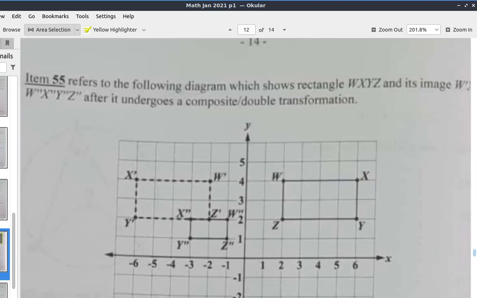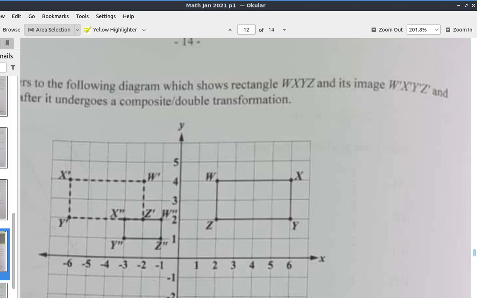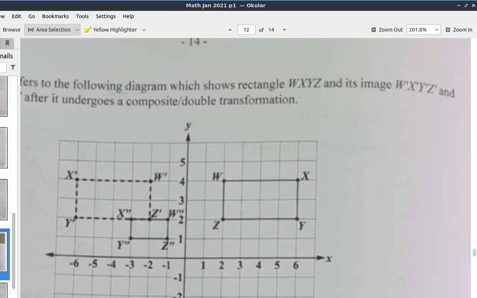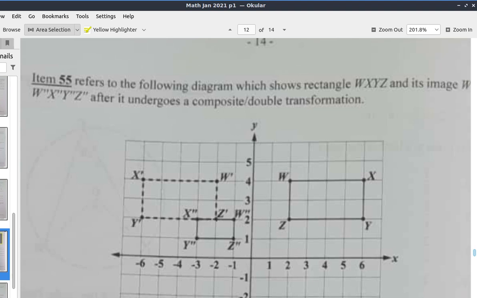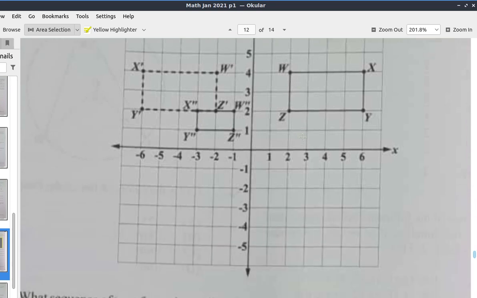Item 55 refers to the following diagram, which shows rectangle WXYZ, so that's WXYZ here, and its image W prime X prime Y prime Z prime, and W double prime X double prime Y double prime Z double prime after it undergoes a composite or double transformation. Alright.